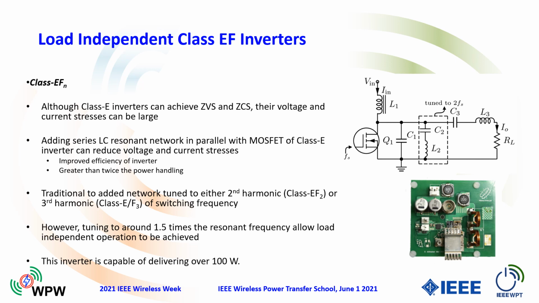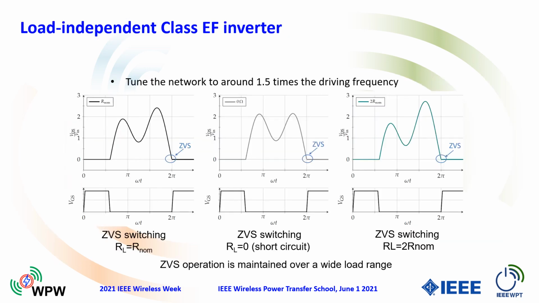But the extra degree of freedom that is afforded to the designer of this circuit by the introduction of C2 and L2 ultimately means that there is a sufficiently large design space now to achieve zero voltage switching throughout the entire load envelope, even as the value of RL is changed. And you can see that on this slide here. We're maintaining zero voltage switching as the device is turned on in all cases for different values of RL.